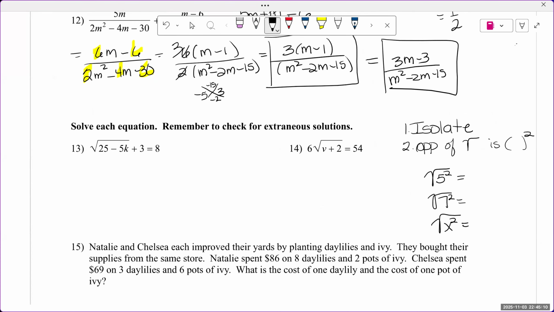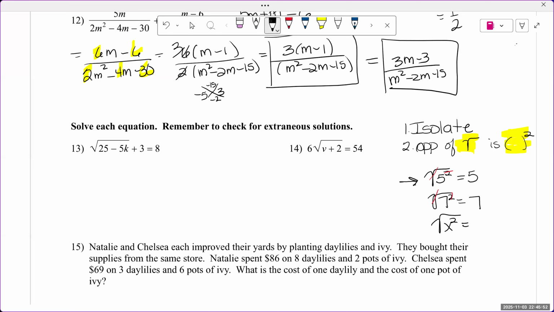Okay, now we are going to solve radical equations, remembering that the opposite of a radical, the opposite of square root, is squaring. Super important. Now, what's the square root of 5 squared? That's the square root of 25, which is 5. Look what's happening. Square roots cancel squareds, and the 5 comes out. So square root of 7 squared is the square root of 49, which is 7. What's happening? Squared cancels the square root.